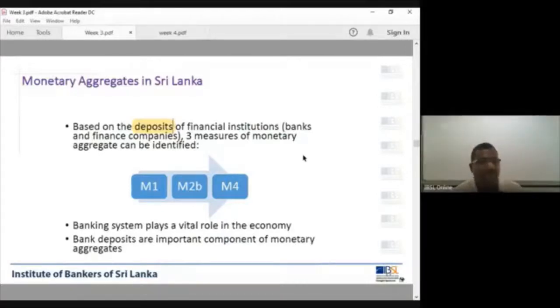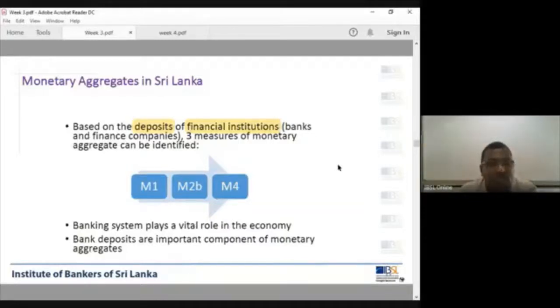Even in the case of Sri Lanka, other than reserve money, by adding deposits of financial institutions, we can expand the definition of money. So what are the financial institutions we consider in Sri Lanka? In the case of money, we take two broad components. What are those two components? We take banks as well as finance companies. When you say banks, we have two types of banks, isn't it? We have commercial banks and specialized banks. Then we have finance companies.